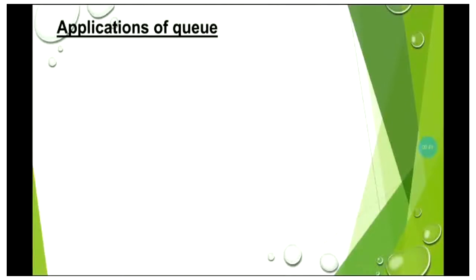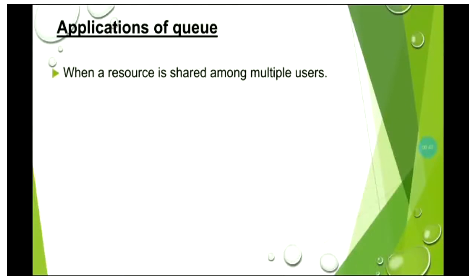Next, we'll see some applications of queue. First one is when a resource is shared among multiple users. See, for example, when a printer is shared among many computers, all the computers will be giving requests to that printer to print their documents. So all the requests will be held up in a queue and they are served on a first come first serve basis.